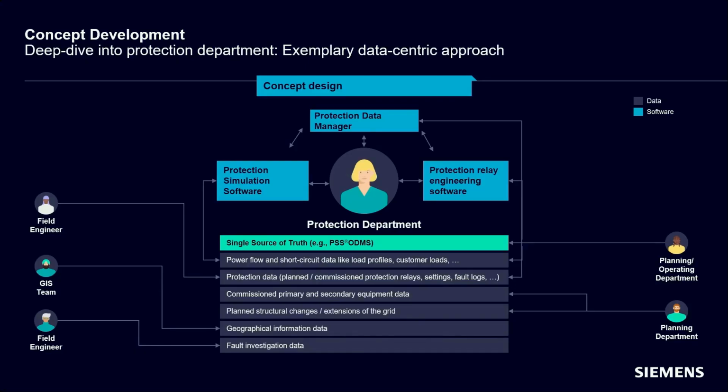Here you see now an example concept design, again for the protection department, but now not with the application focus, but for the data-focused approach. In the middle here with the green box, there is our single source of truth, for example, the PSS ODMS. This single source of truth contains all data of all different domains. So it has the asset information necessary for power flow or short circuit. It has also the information about the protection systems, the protection relays, including their settings, or also the geographical information data, and also some further planning information from the planning department.